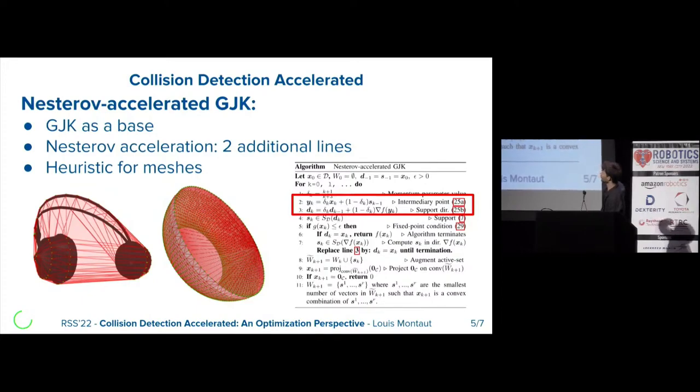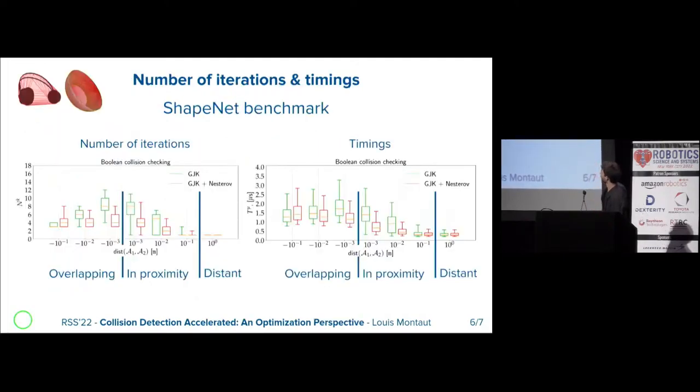So to accelerate collision detection, we designed the Nesterov-accelerated GJK algorithm, which uses the two accelerations I just mentioned. We use GJK as a base, and we add the Nesterov acceleration, which only really adds 2 lines of code. So it's a very simple addition. We also design a simple heuristic for meshes, which are especially important in robotics, which gives us better performance in practice. But the Nesterov acceleration is the star of the show.